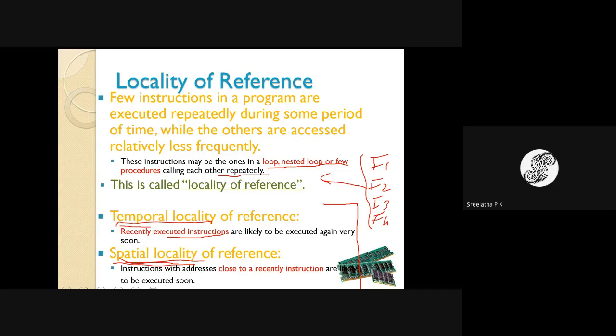Another way of storing data in cache memory is for functions or loops which are repeatedly executed. Such instructions are stored in cache permanently. That is temporal locality of reference: recently executed and frequently executed instructions.